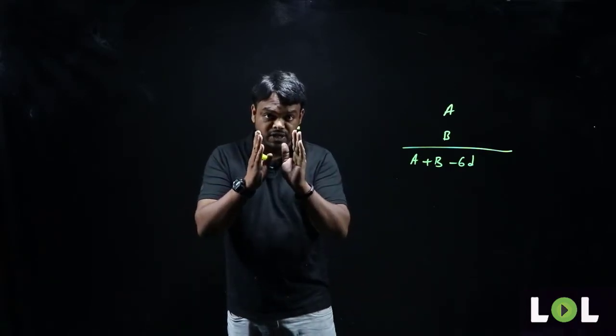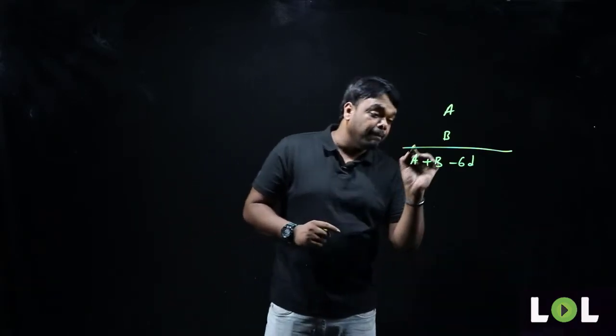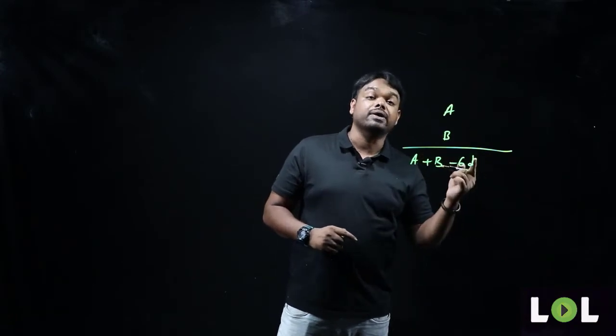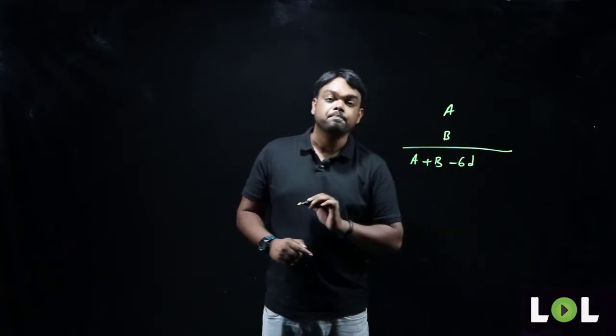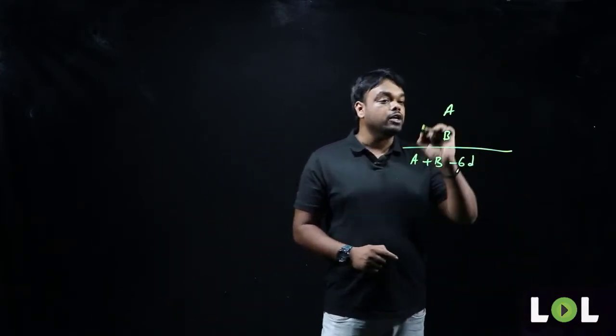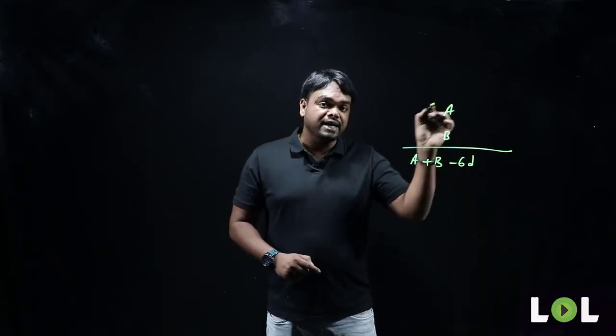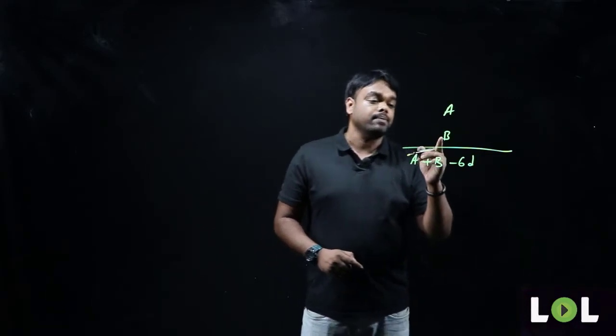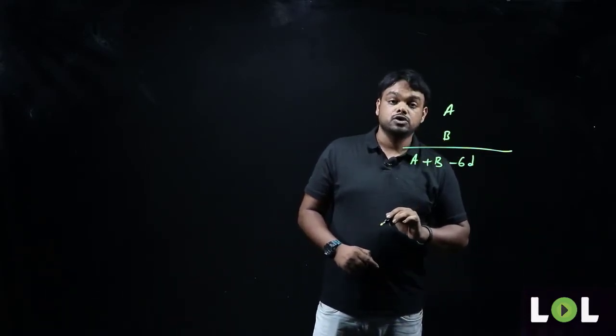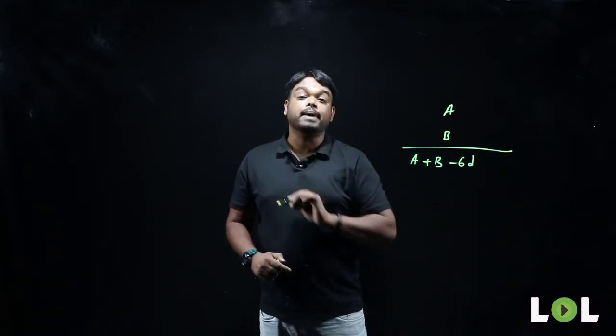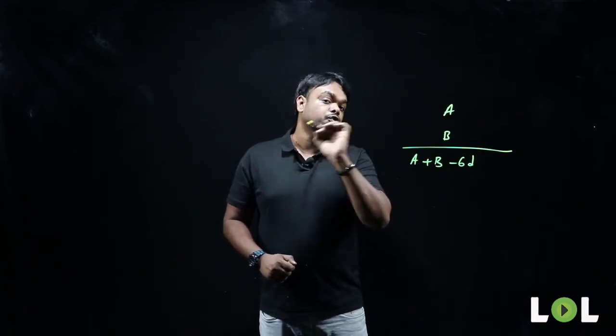I'm repeating the question, listen to me carefully. A and B together, when they're working together, can finish a certain work in 6 days. Now, apart from that, when A works alone, he will take 9 days less than what B takes. So we have to calculate the time taken by A when he works alone to finish the work.